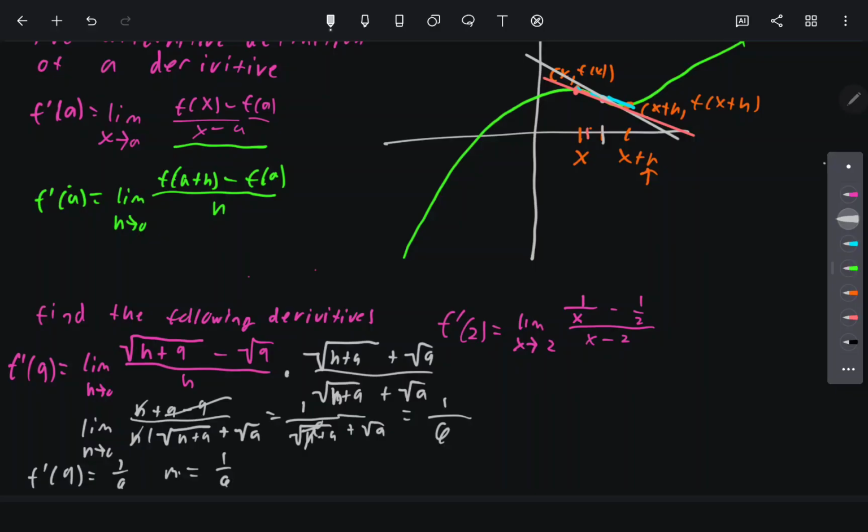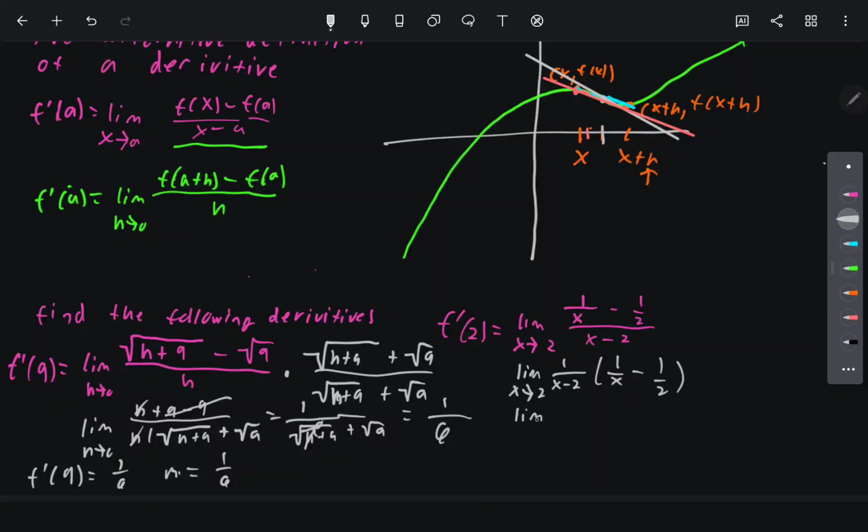Okay, next problem, we're using the other definition of a derivative. And we are going to start out by bringing this x minus 2 out front. So we're going to take the limit as x approaches 2 of 1 over x minus 2 times 1 over x minus 1/2. Well, how do we solve this? Well, we can cross multiply.